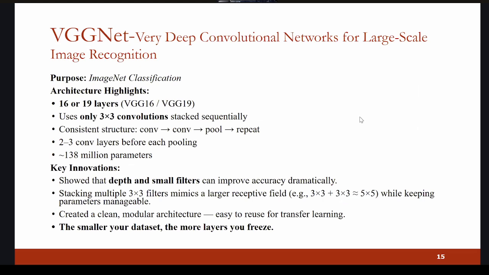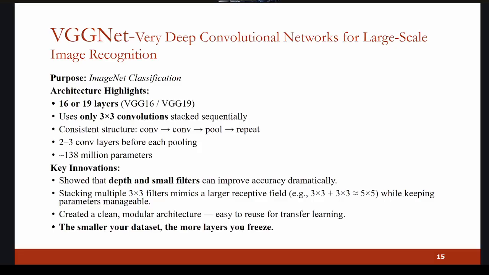Next, they have introduced VGGNet. So this is the first very deep convolution neural network which was used for image recognition task. There are two variations of VGGNet. One architecture had 16 layers, another architecture had 19 layers, VGG16 or VGG19. So this was the first deep convolution neural network architecture that was introduced. And here it used 3x3 convolution, which is stacked sequentially one after the other.